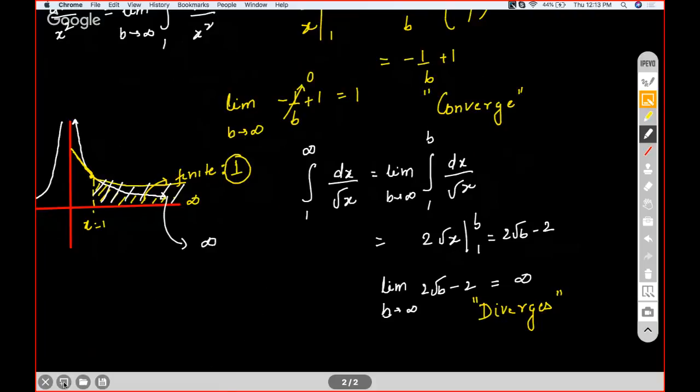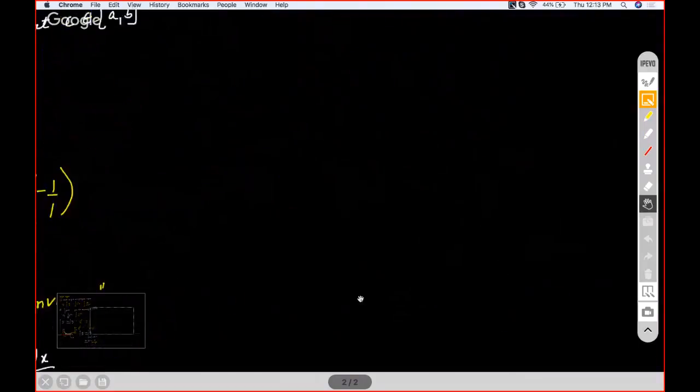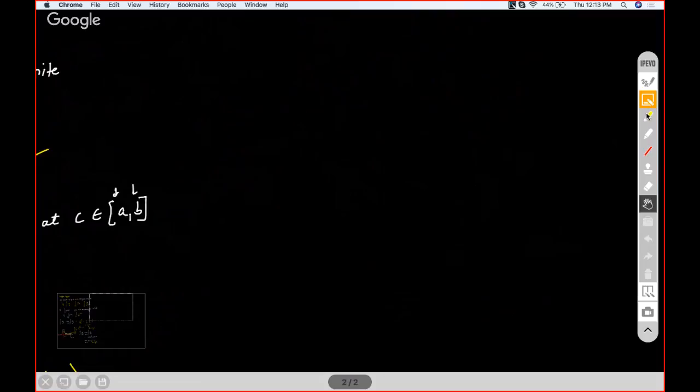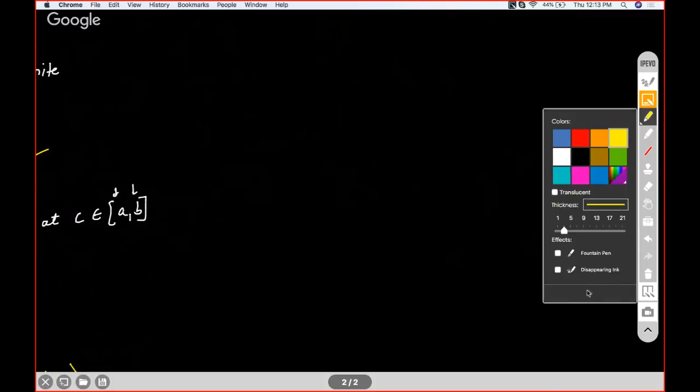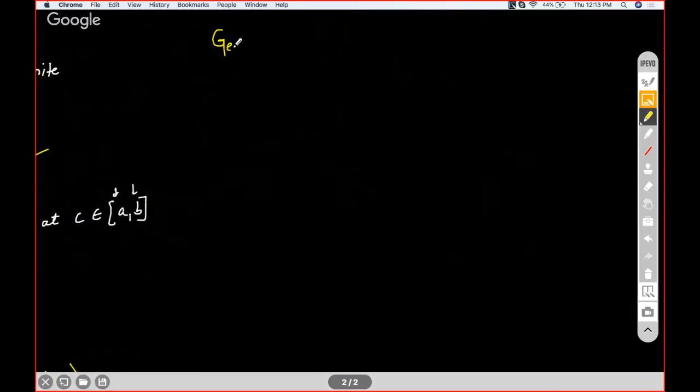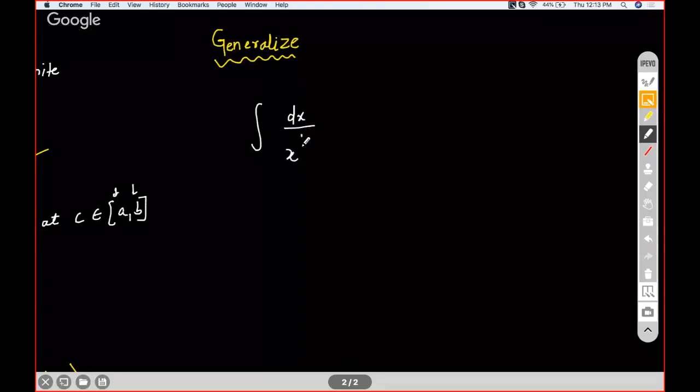I would like to take this opportunity to generalize this because it may be useful for you in the later chapter also, sequence and series. So let me generalize this, and do remember this because it helps us. If you're integrating dx by x to the power p from 1 to infinity.